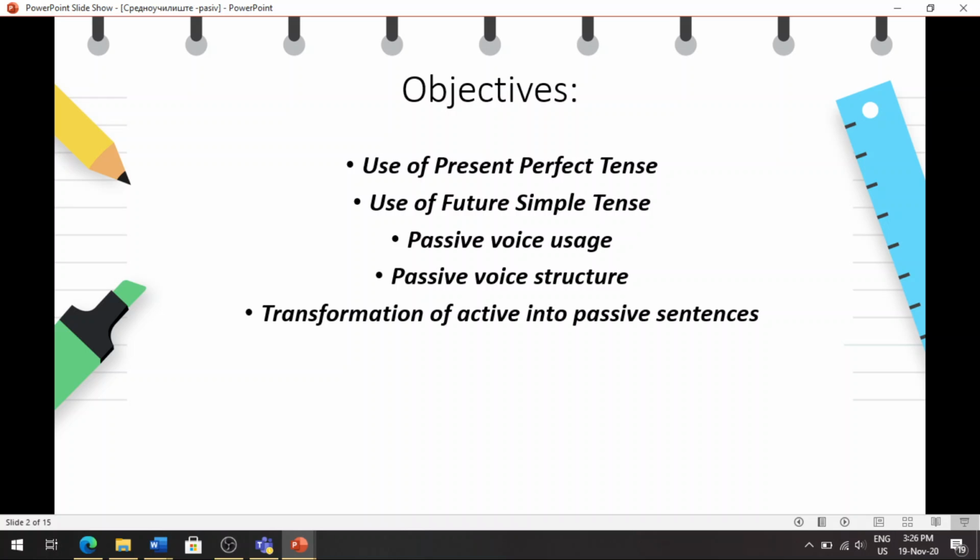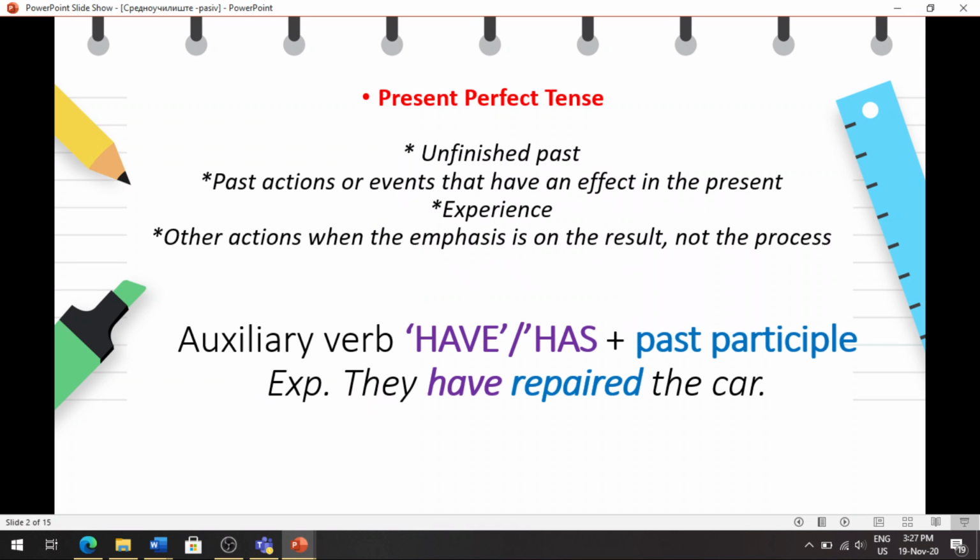Today, I'm going to talk about passive voice: when we use it, and how we form passive voice for present perfect tense and future simple tense. At the beginning, I would like to remind you when we use present perfect tense.